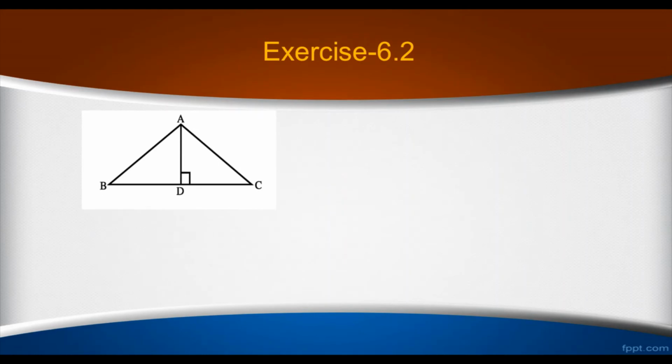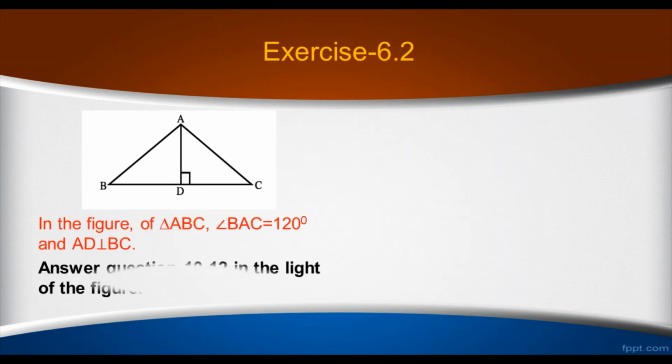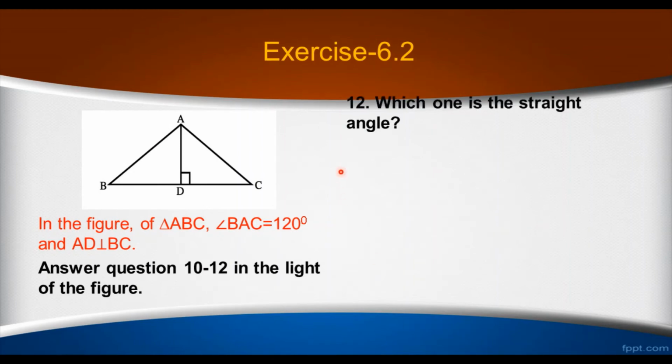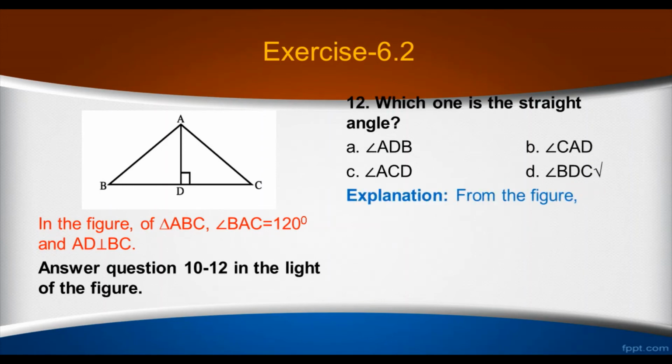Now the next question, in the light of the figure, you have to answer 10 to 12. Now question number 12. Which one is a straight angle? The options are angle ADB, angle CAD, angle ACD, angle BDC. Now this is the explanation, my dear, and you know the answer. Angle BDC is the straight angle.